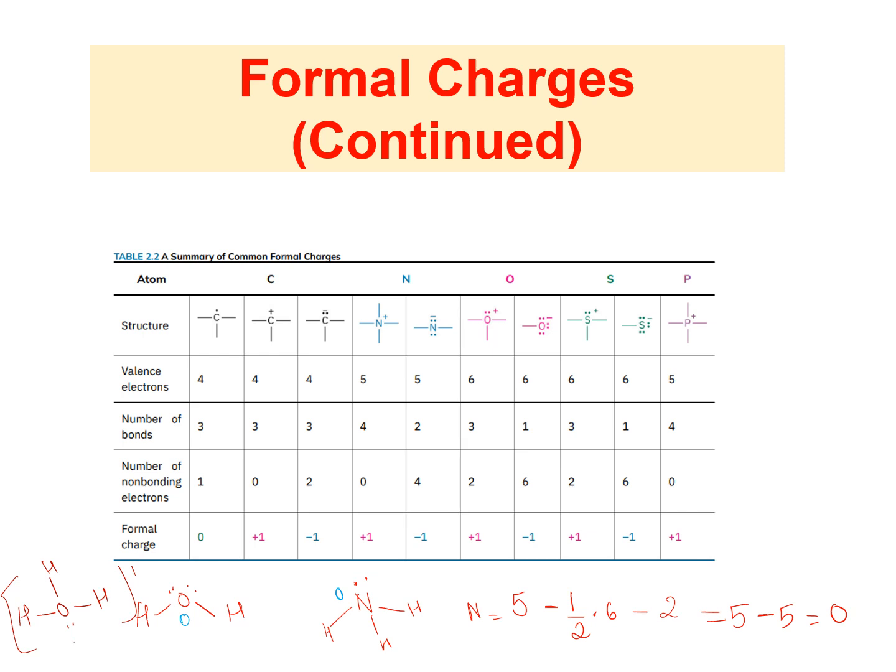Oxygen has 6 valence electrons. Let me write here: 6 minus 1/2 times the bonding electrons. How many? 1, 2, 3, 4, 5, 6. 6 minus how many lone pairs? 2. So this will be equal to 6 minus 5, which is equal to +1. So here the formal charge on oxygen is equal to +1. That's how you have to calculate it.